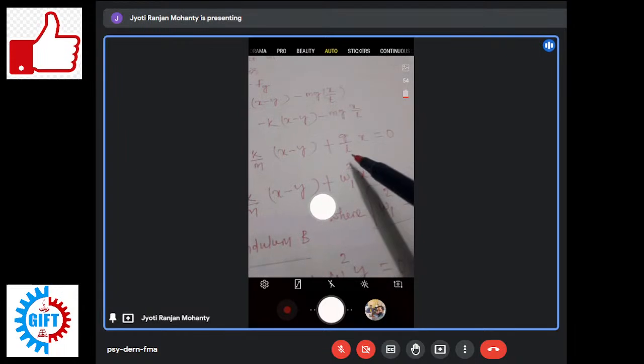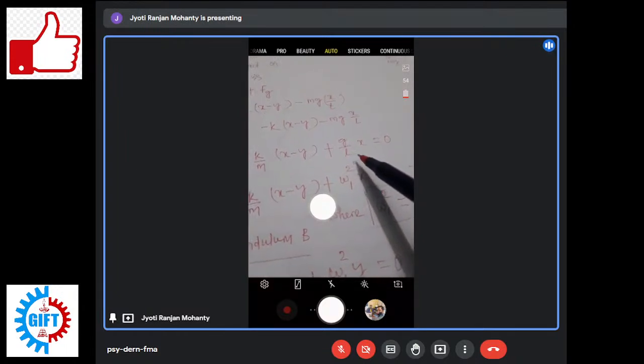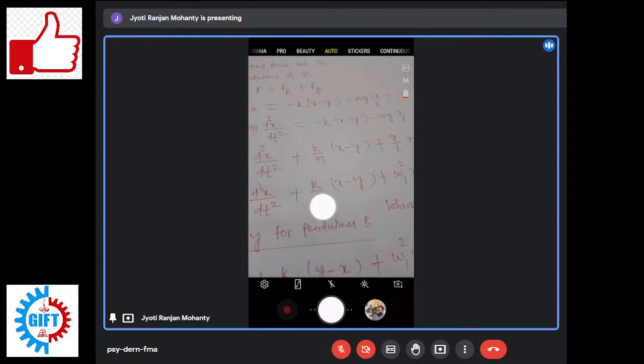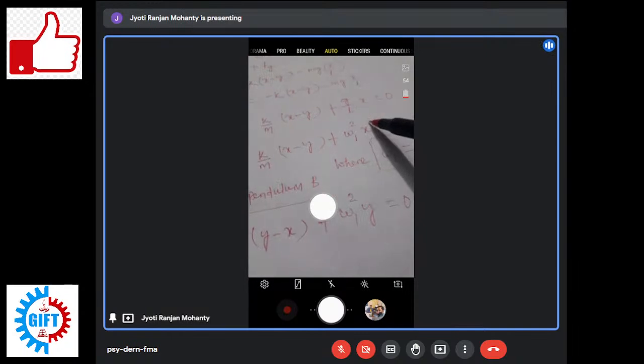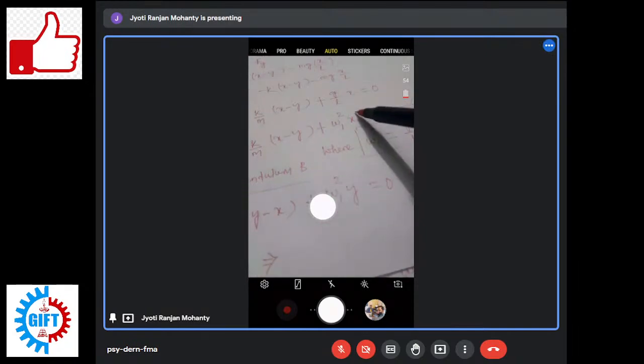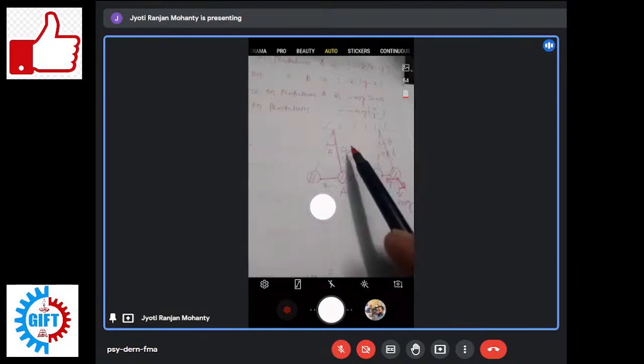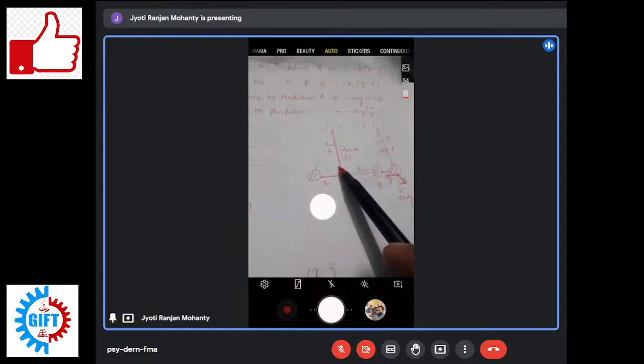What is g by L? g is the acceleration due to gravity. What is L? Who can say? What is L we have taken? Length of the string. Bob means length of the string. Okay? Length of the string.